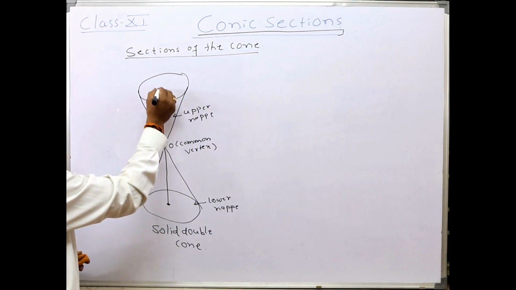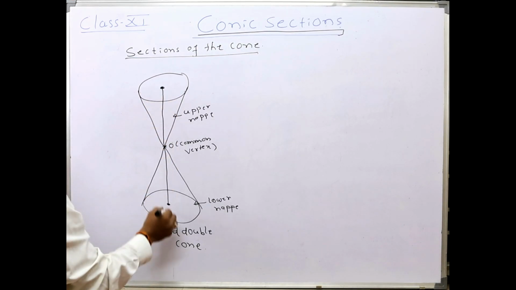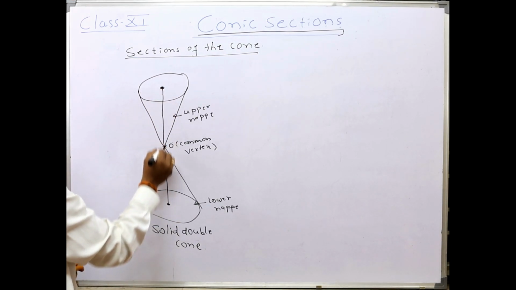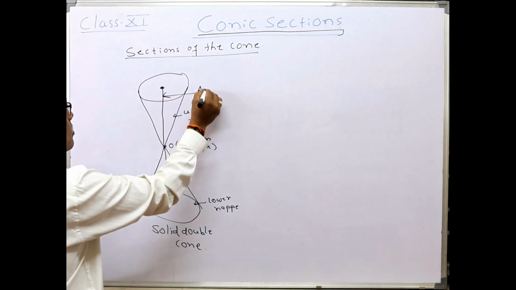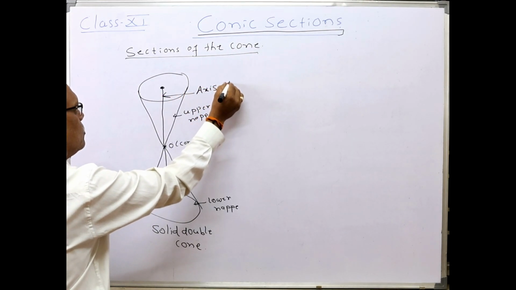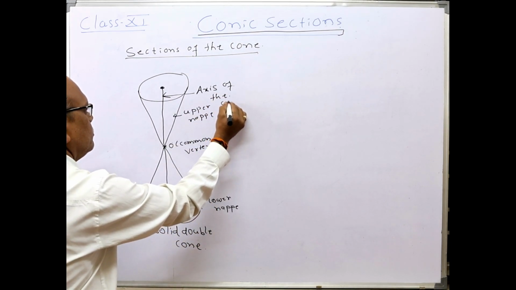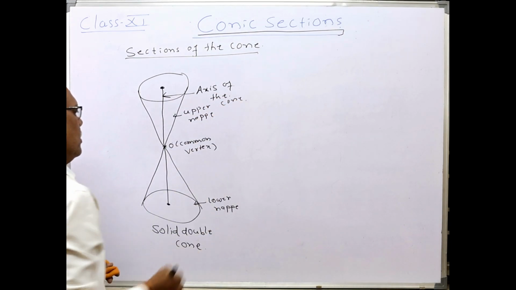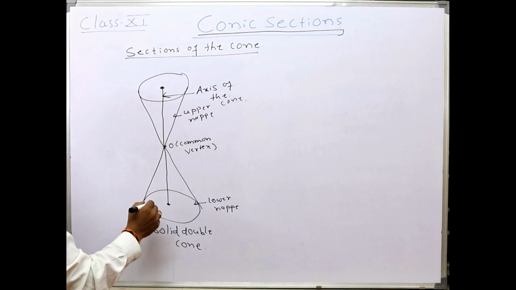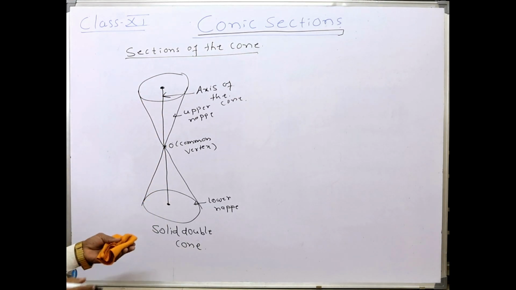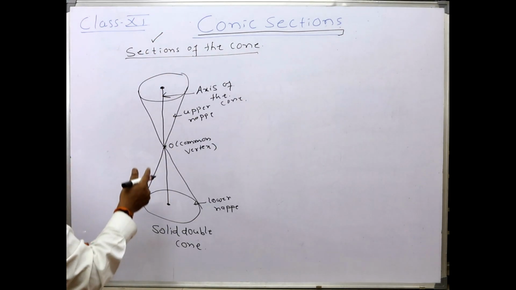A line which joins the center of the base of both the cones and vertex, this particular line is called as axis of the solid double cone. See, what are the sections of the cone? This is called as solid double cone. And how to get sections? To get sections of a particular cone, we have to slice it.